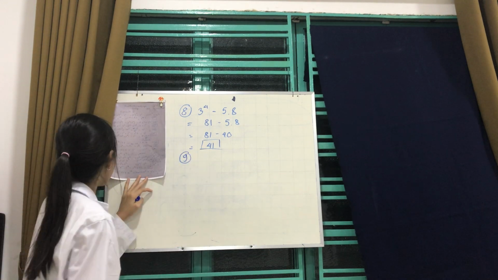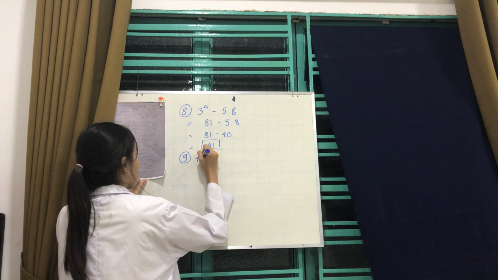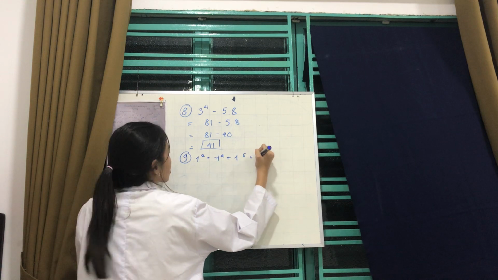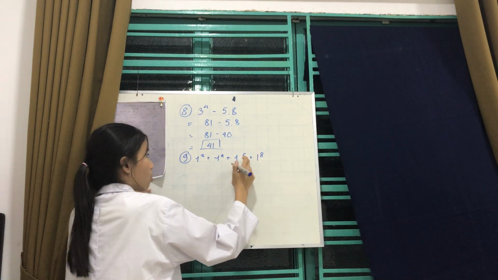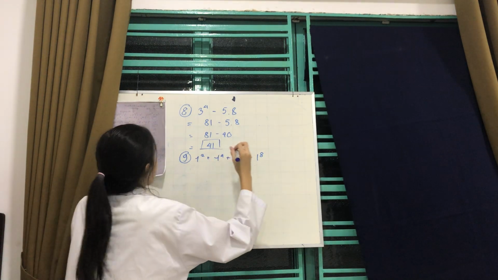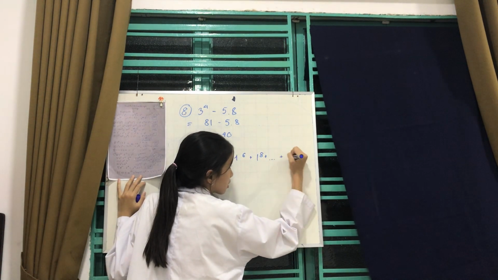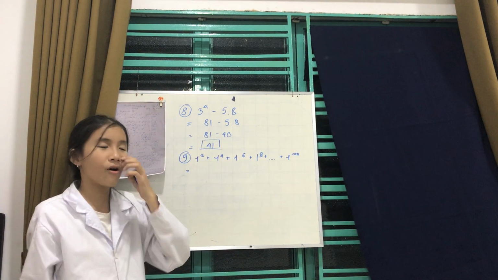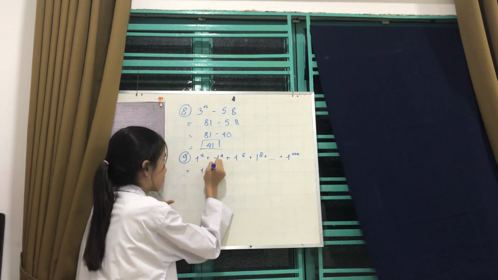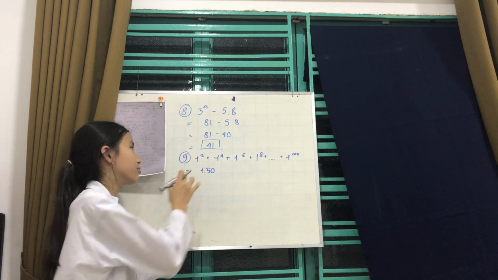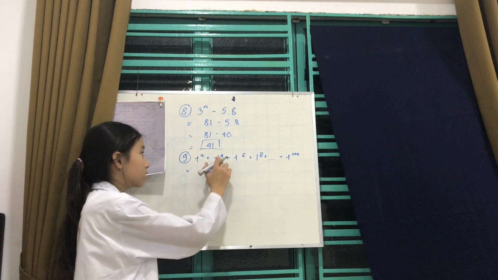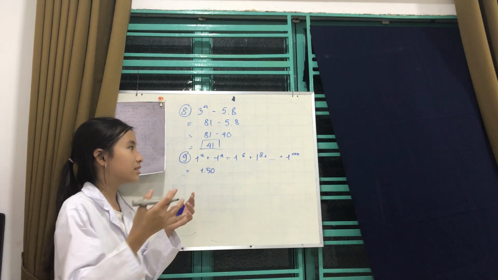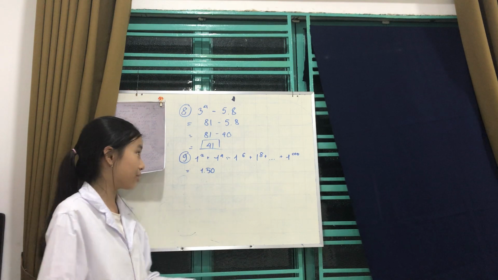Moving to problem number 9. Problem number 9 is 1 squared plus 1 to the power of 4 plus 1 to the power of 6 plus 1 to the power of 8, and so on, plus numbers until we get to 1 to the power of 100. This will equal 1 times 50. Why? Well, 1 squared equals 1, 1 to the power of 4 equals 1, 1 to the power of 6 equals 1, and all of these have 50 numbers, so we have 50.